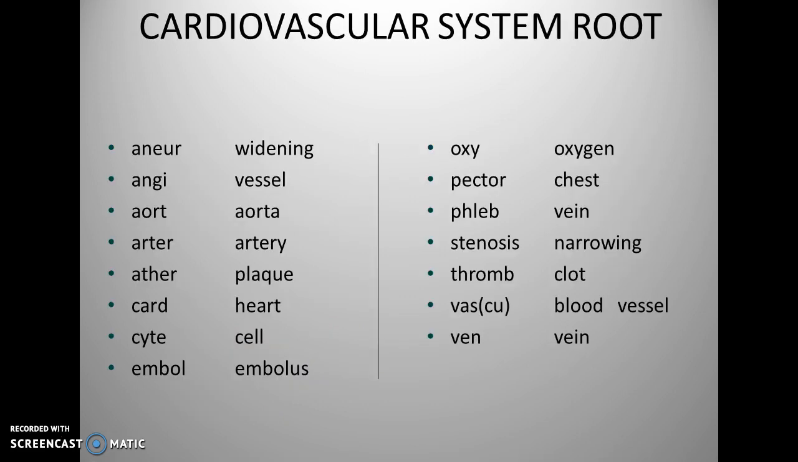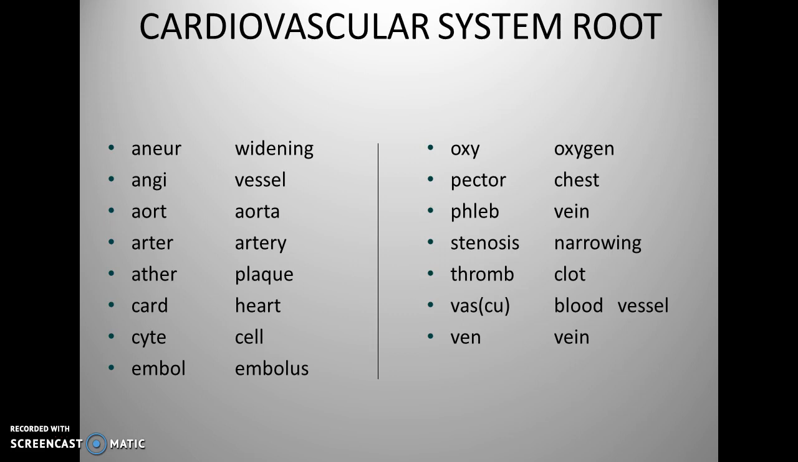And here are some of the key words that you find associated with the cardiovascular system. Aneur is widen, angi, vessel, aorta, arter, artery, ather, plaque, card, heart, cyte, cell, embolus, oxygen, pector, chest, phleb, vein, stenosis, narrowing, thromb, clot, vascul, blood vessel, and ven, vein. Okay.